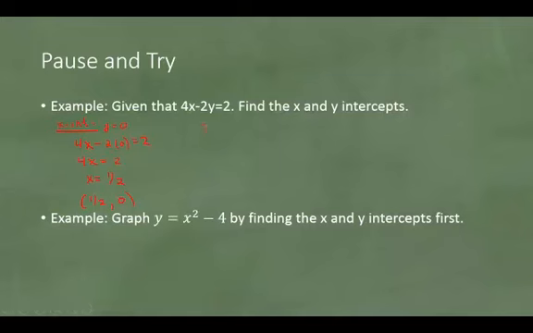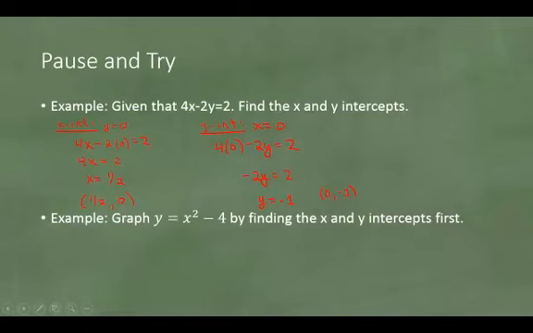Same thing for the y-intercept. X is equal to 0. So I'm going to write down 4 times 0 minus 2y is equal to 2. In other words, negative 2y is equal to 2. In other words, after I divide both sides by negative 2, y is equal to negative 1. And my point is 0, negative 1.